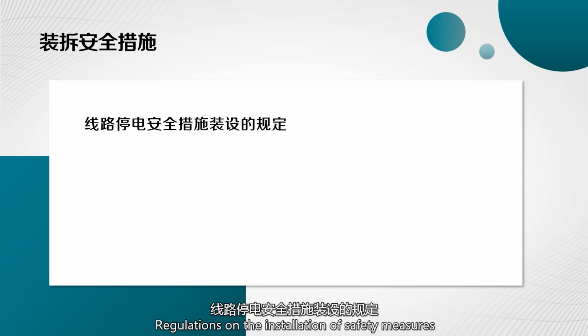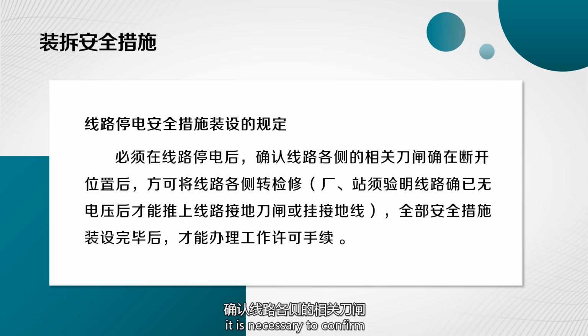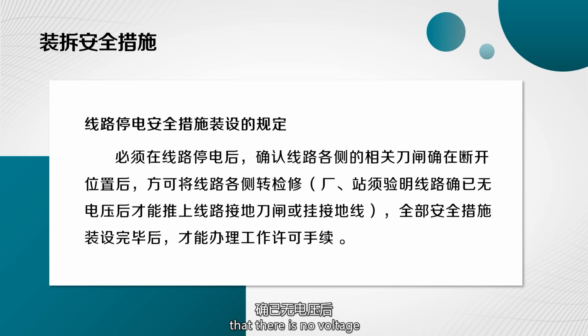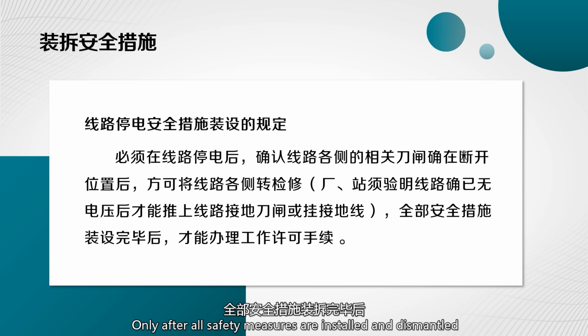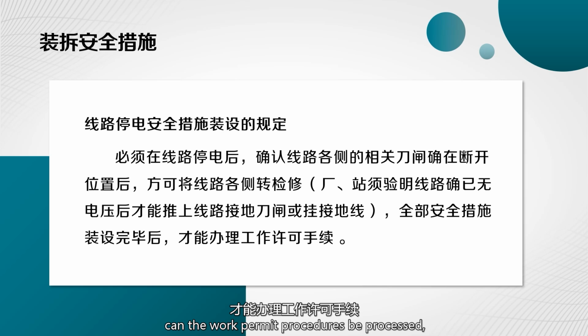Regulations on the installation of safety measures for power outages on power lines. After the power outage of the line, it's necessary to confirm the relevant switch on each side of the line and ensure that it's in the disconnected position. Before transferring the line to the maintenance plant, the station must verify the line and ensure that there is no voltage before pushing on the grounding switch or hanging the grounding wire. Only after all safety measures are installed and dismantled can the work permit procedures be proceeded.